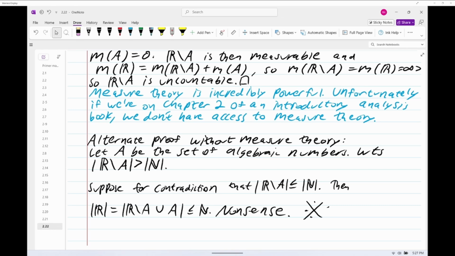Without measure theory, it's shorter and easier. So suppose for the sake of contradiction that R without the algebraics could inject into N. Then the cardinality of R should be equal to the cardinality of R without the algebraics, then with the algebraics again, which would be also countable, which is nonsense. Contradiction symbol. Incredible. Should be cardinality right there.